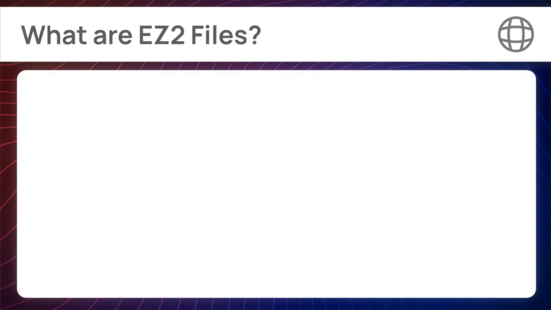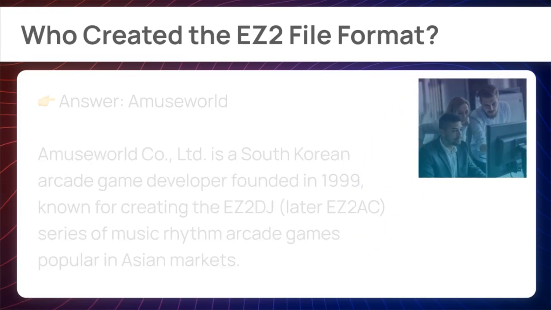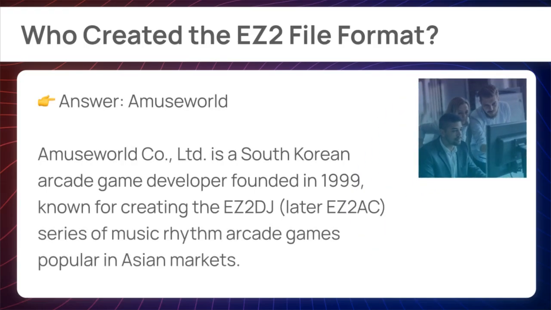An EZ2 file contains game data for the arcade rhythm game series EZ2DJ, later EZ2AC. Users searching for this are typically players or enthusiasts looking to understand, modify, or extract assets, like music or note charts from the game. These files are not meant to be opened by standard consumer software.